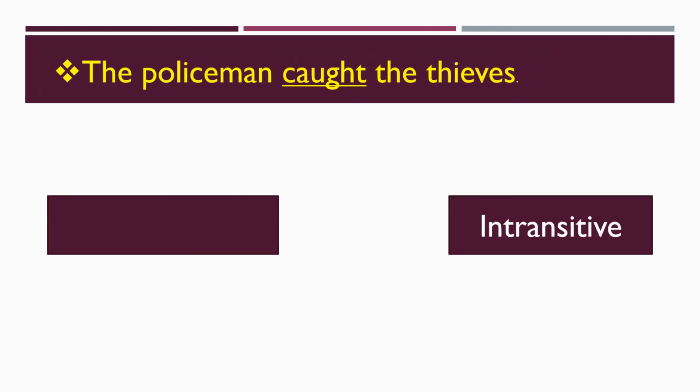Now, we will go with the second example. The policeman caught the thief. Here, can we know who is the subject? Subject is policeman. Caught is the verb. And the thief is the object. So, what will be the answer? Transitive verb. Yes, very good children. It's the right answer. Excellent.